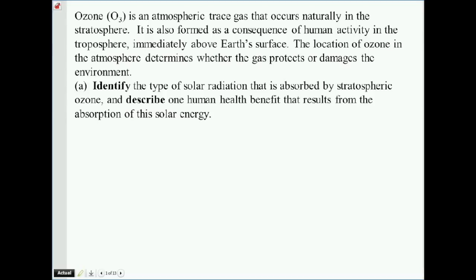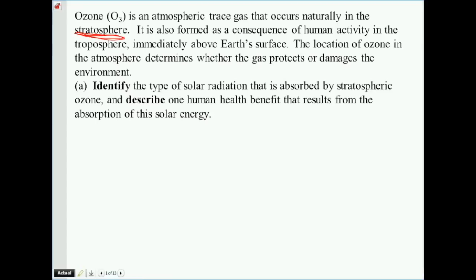Okay, so in this one, it says that ozone is an atmospheric trace gas that occurs naturally in the stratosphere. It's also formed as a consequence of human activity in the troposphere, right? So this is what I've tried to talk to a lot of you about. I keep mentioning this. Ozone occurs in the stratosphere naturally.